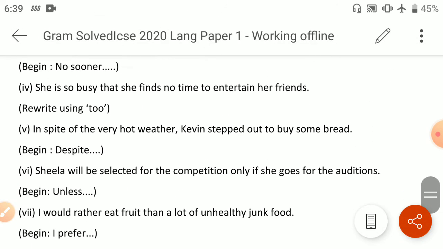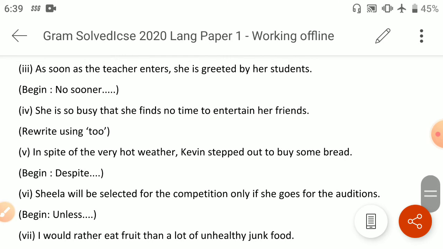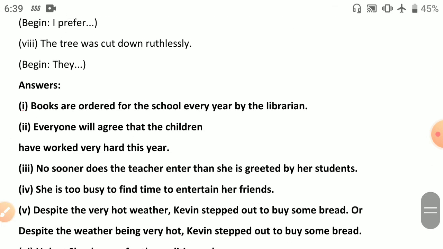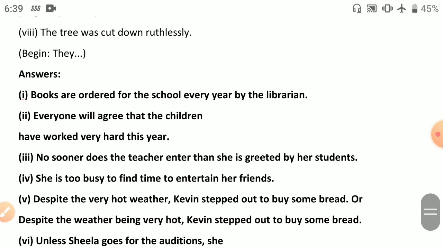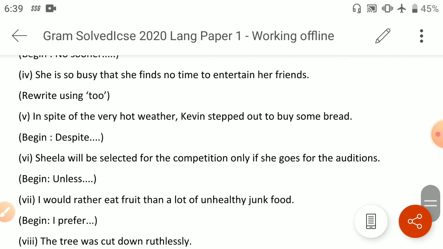Next one. Over here: she is so busy that she finds no time to entertain her friends. "Too", again a typical formation, so and too. So let's come to the fourth one, answer. She is too busy to find time to entertain her friends. So, too busy to find time. This is the expression we use.